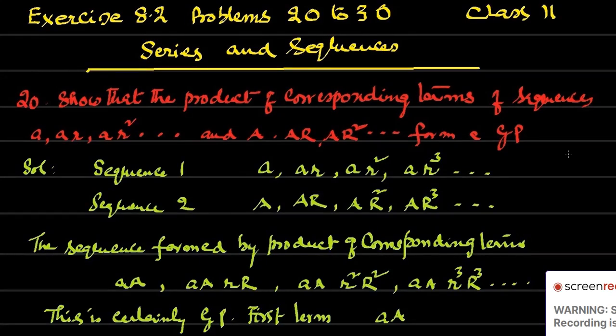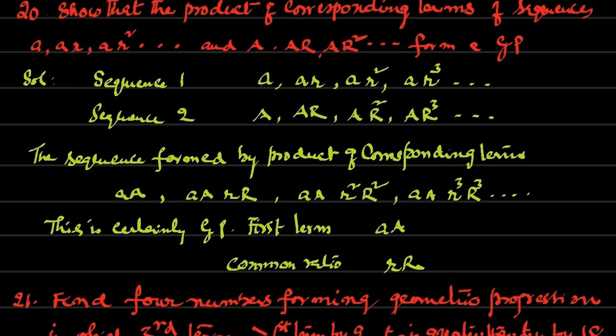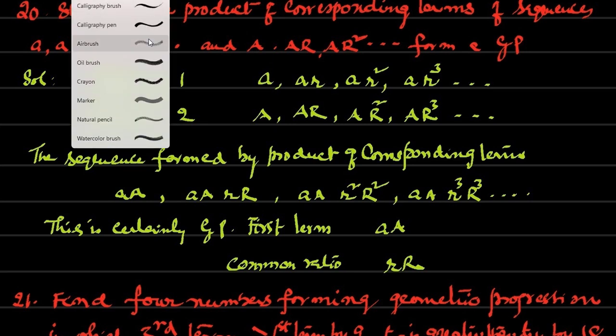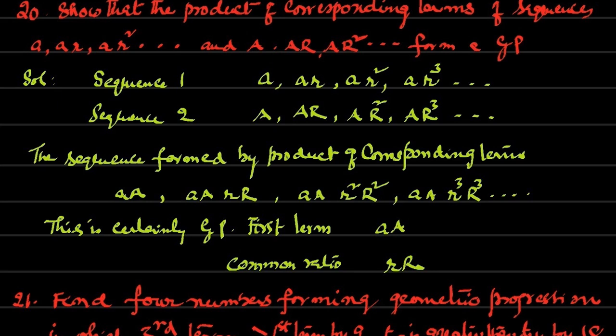We are now going to do further problems. Problem number 20. Show that the product of corresponding terms of sequences a, ar, ar square, and capital A, capital AR, capital AR square form a GP. So sequence 1 is with the small letters. Sequence 2 is with capital letters.